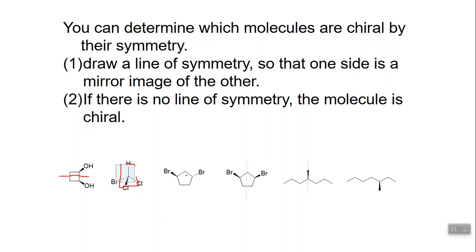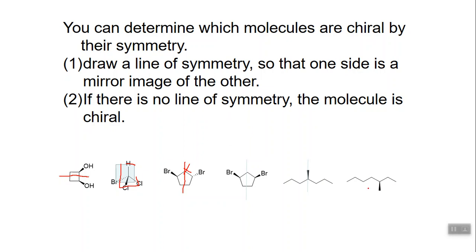This one does not have a plane of symmetry because the bromine's on the wrong side. If you reflected this, this is the mirror plane, then this bromine would also be going up. So this is not a plane of symmetry. I'll just put an X through it. There you go. Plane of symmetry, and then this one does not have a plane of symmetry.